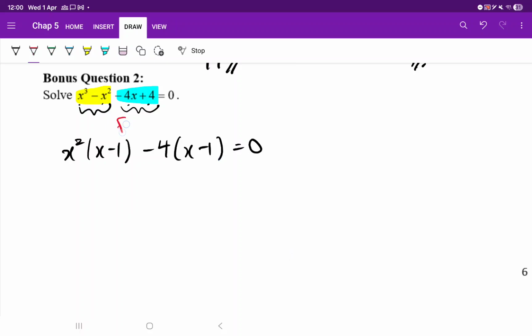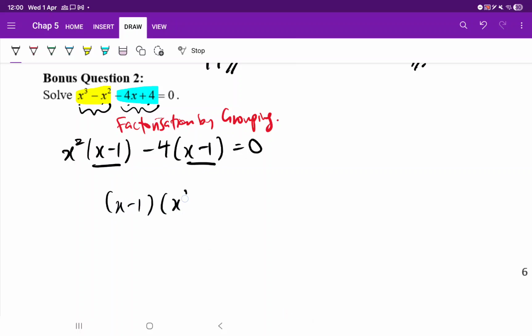Let me just write this down. This is factorization by grouping. If you forgot, go and revise chapter 2. Okay? This has the same bracket. So take out the same bracket. You get x squared minus 4 to be 0. But we are not done. X squared minus 4. This is an identity.